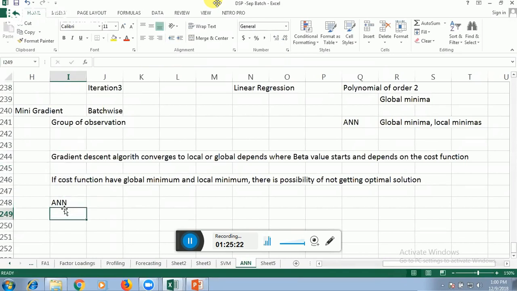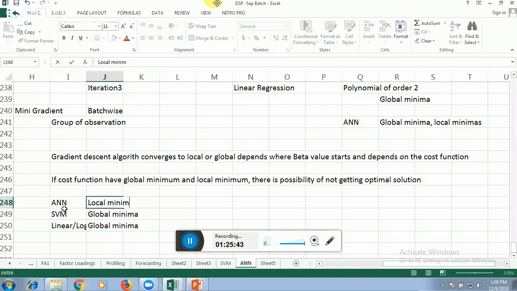So with SVM, you have a global minimum. And like linear, logistic, most of your linear models or GLMs, you have a global minima. Whereas with ANN, you may converge to a local minima.